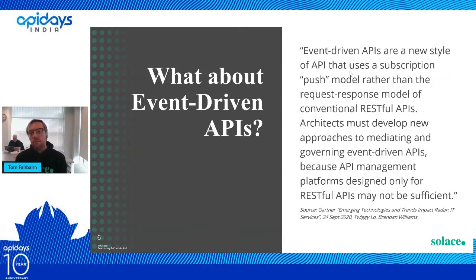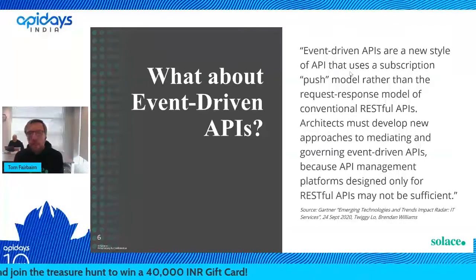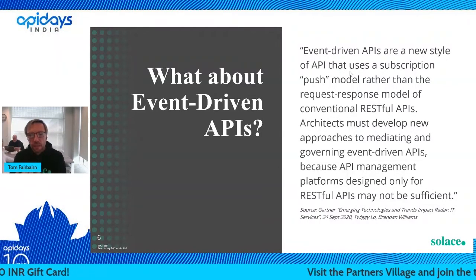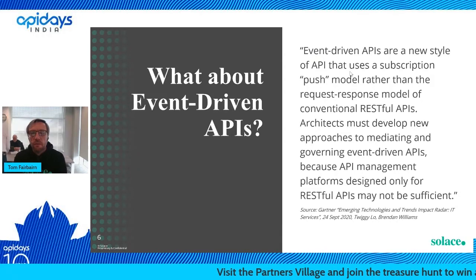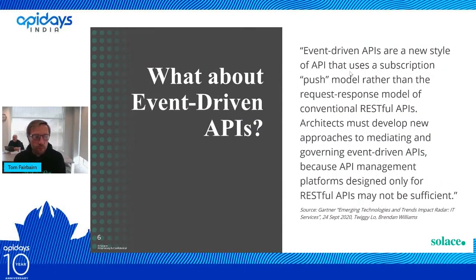So what do we do about event-driven APIs? Well, obviously we can expose these events to people and we can expose them via an API. And really the only difference between an API product and an event API product is just the way it's delivered. An API product is delivered via REST API. An event API product is delivered via this event-driven methodology. So it's this push model, this publish-subscribe model.